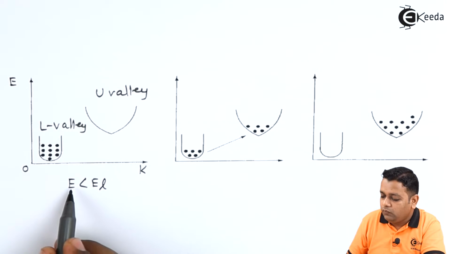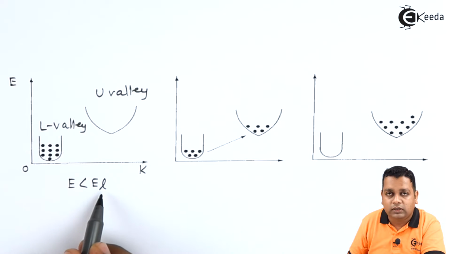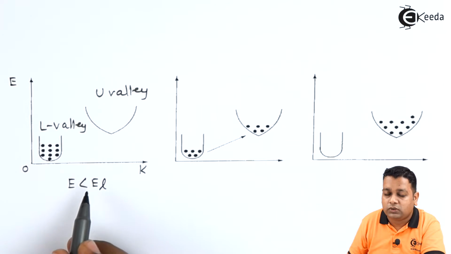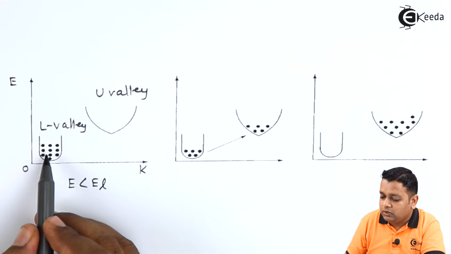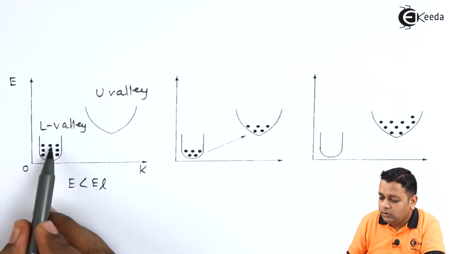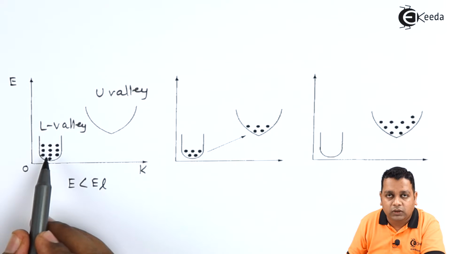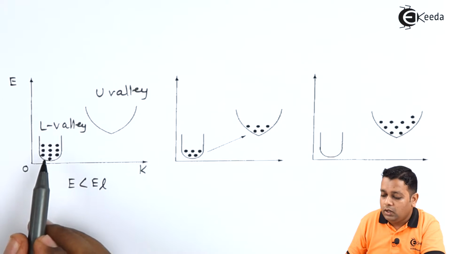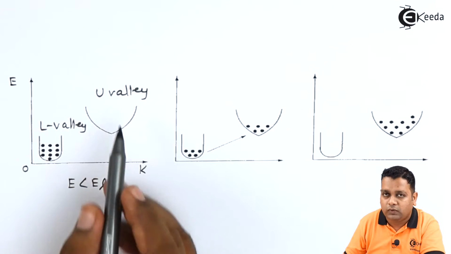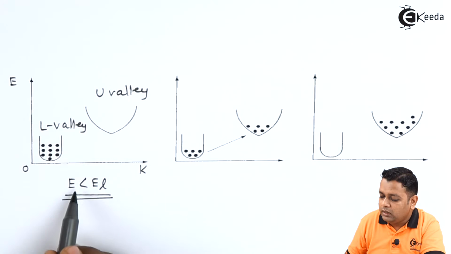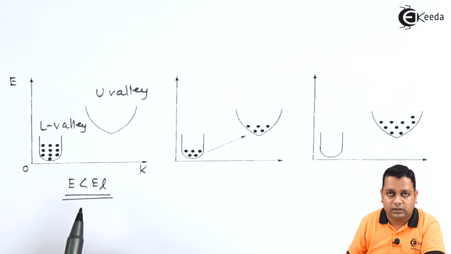So initially when E is less than EL, it has sufficient energy to get into the conduction band, so it will occupy the place in the L valley. So here all the electrons have been occupied into the L valley. No electron gets shifted from L valley to U valley, provided the condition E is less than EL.